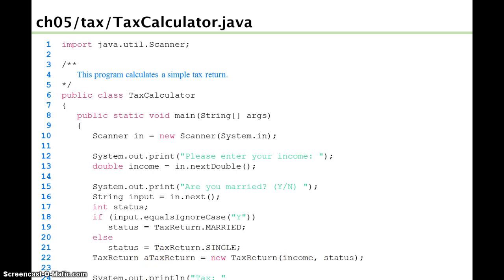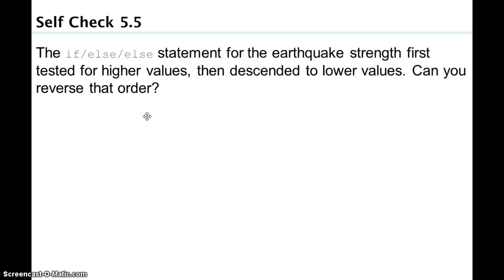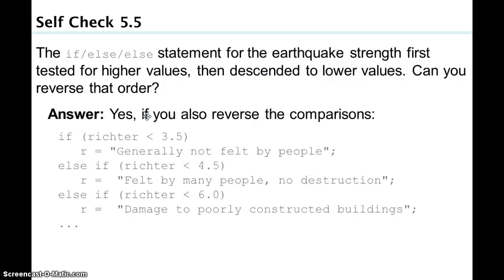So we're going to take that TaxReturn object and call getTax on it. So if their income is $50,000 and they're not married, then the amount of tax they have to pay is $11,211.50. Okay, so I'm going to end this part of the screencast, and I will continue with part 4 after this.